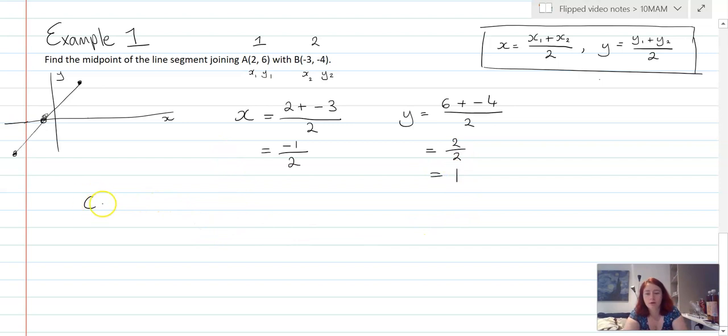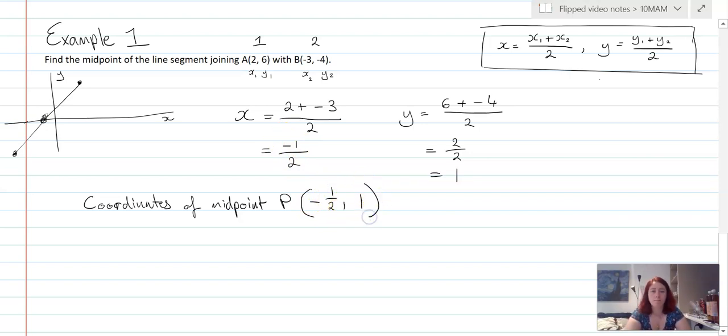So the coordinates of our midpoint, which I'm going to label P, are going to be -1 over 2 and 1. So that's really all you need in order to find the midpoint of a line segment. You're just going to use that formula right there every time, plug your points in, and it's going to spit out those coordinates for you.